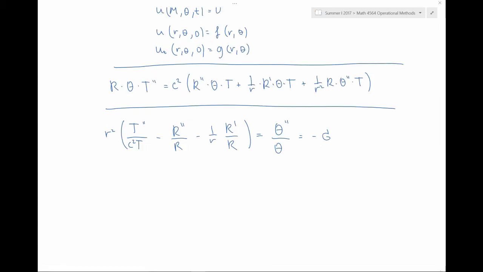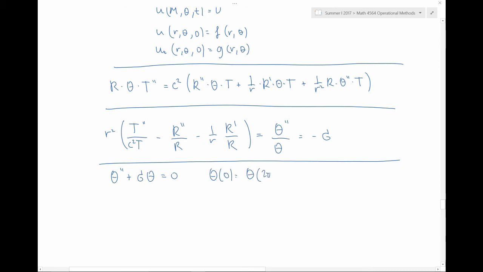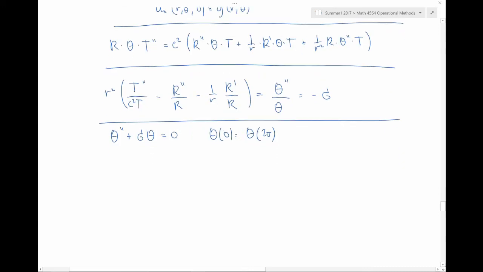And I'm going to use minus sigma for obvious reasons, because I want my equations to be a little bit less complicated. For theta, this means that theta double prime plus sigma times theta should be equal to 0, given that theta of 0 should be the same as theta of 2 pi. As we have seen, this leads to a Fourier series solution for our theta. Theta is either constant or a combination of sine and cosine.